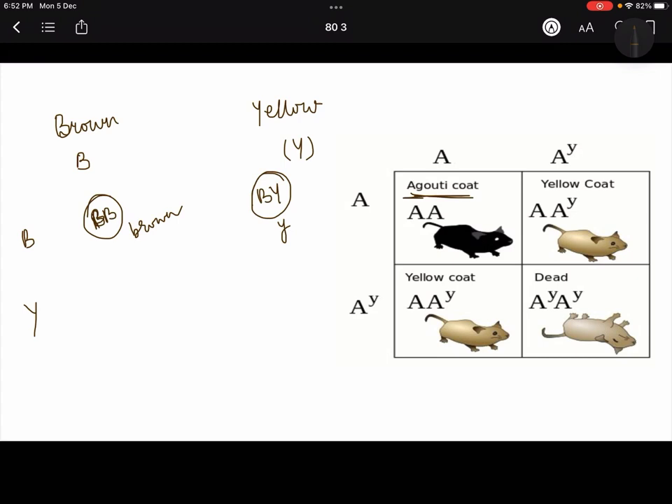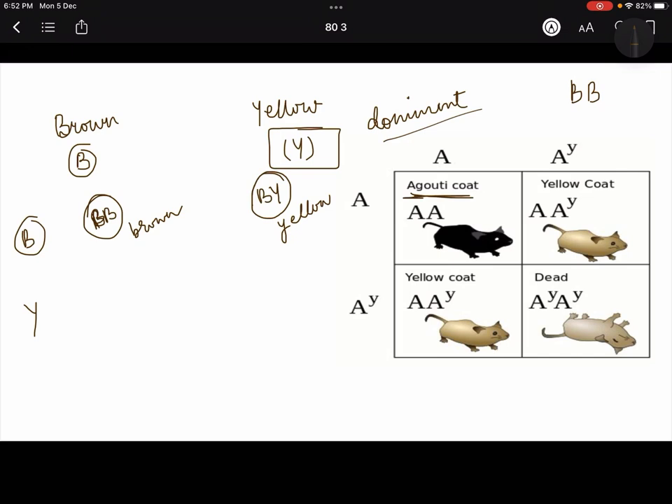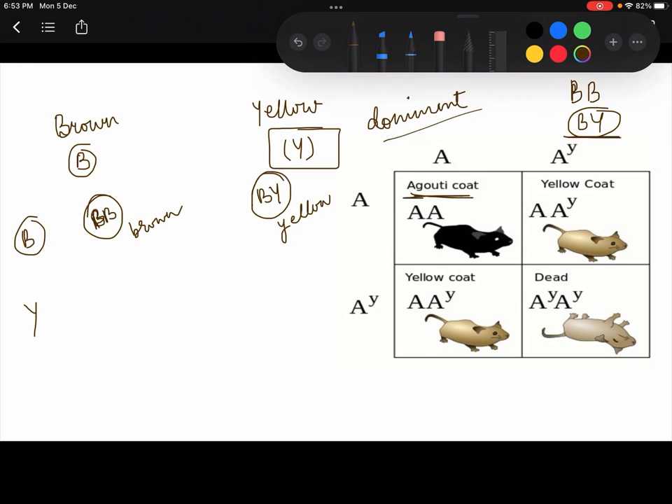That means the yellow trait was the dominant trait over the brown. So brown was recessive, you can say, but brown exhibited itself when it was in both alleles. So it has to be in homozygous form so that it exhibits itself. So BB is a homozygous form. BY is heterozygous. That means both are not the same, but in heterozygous the dominant trait exhibits itself. So in this case the dominant was yellow, so yellow exhibited itself.